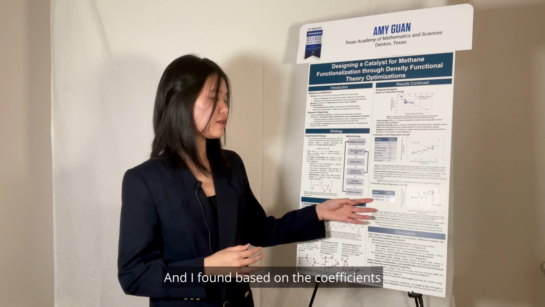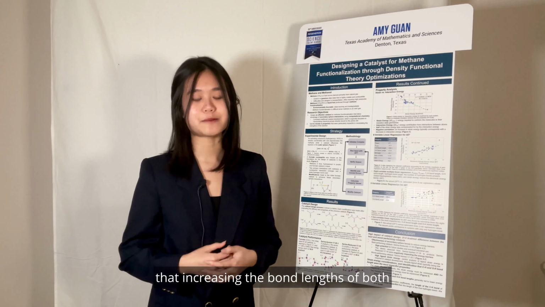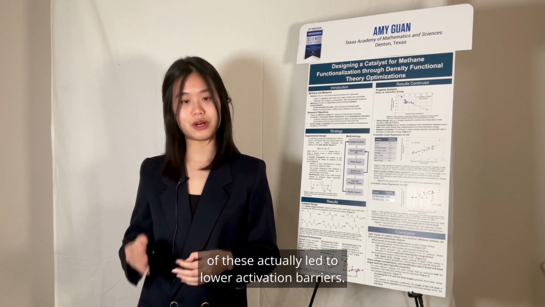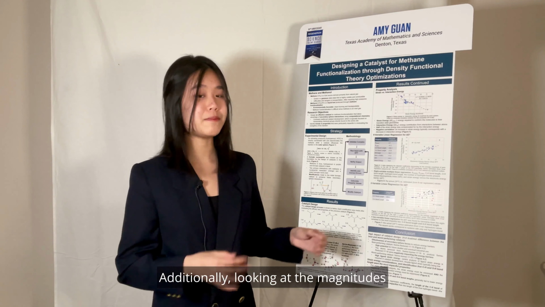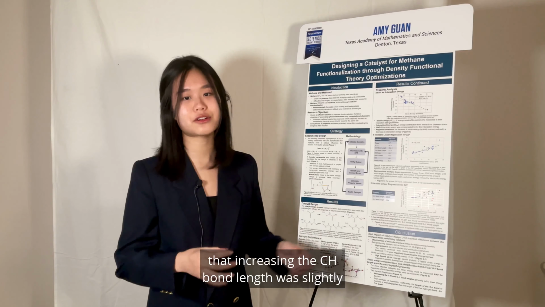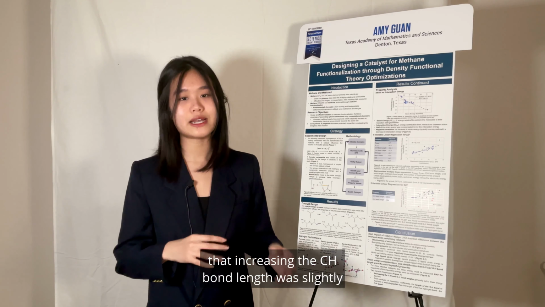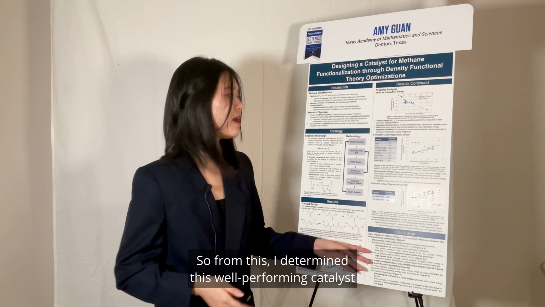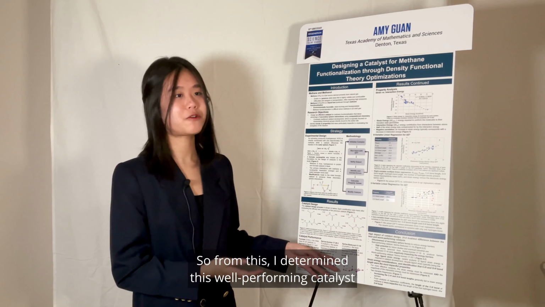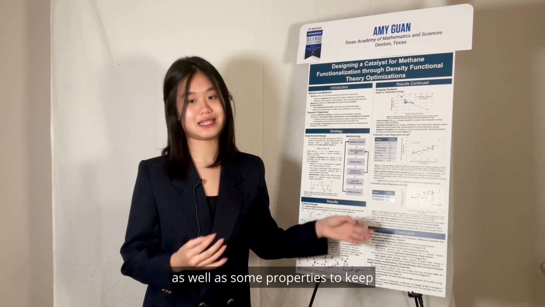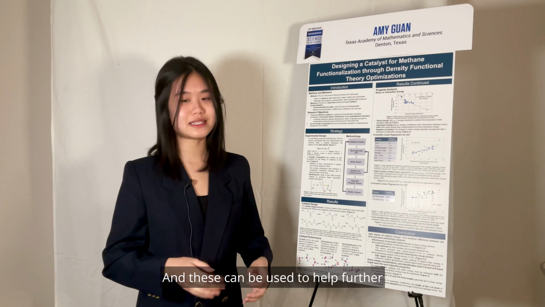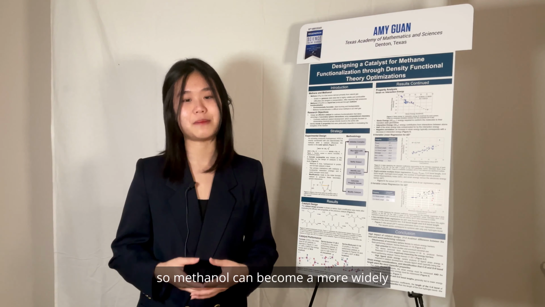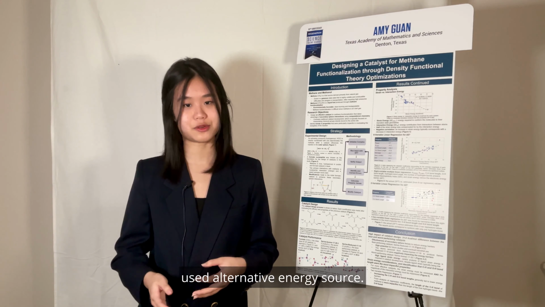I found, based on the coefficients, that increasing the bond lengths of both of these actually led to lower activation barriers. Additionally, looking at the magnitudes of these coefficients, I found that increasing the CH bond length was slightly more impactful than having a longer OH bond length. From this, I determined this well-performing catalyst as well as some properties to keep in mind for future catalyst design, and these can be used to help further improve catalysts for methane activation so methanol can become a more widely used alternative energy source.